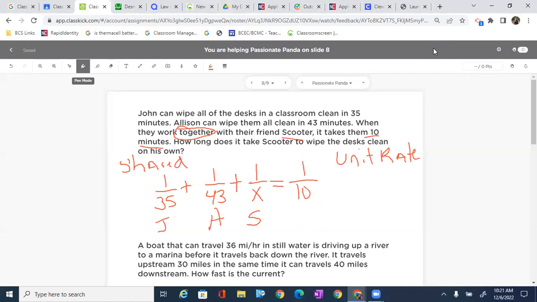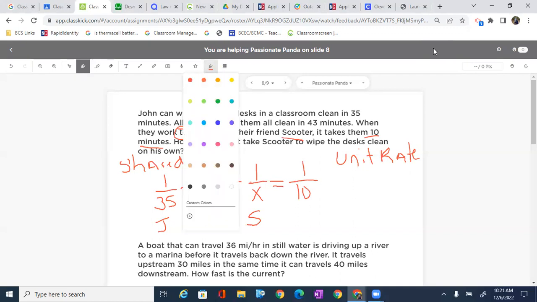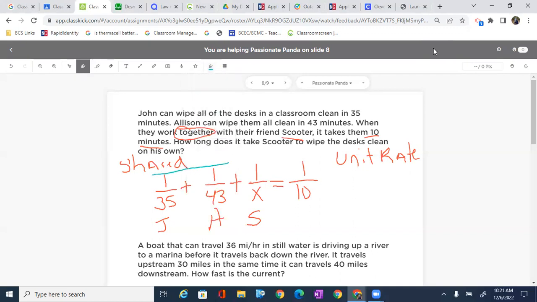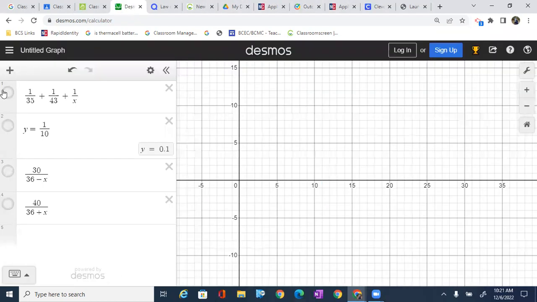Now, at this point, we're just going to take our two sides of our equation. We're not going to do anything algebraic for this. We're just going to use Desmos and plug those in. I'm going to plug in 1/35 plus 1/43 plus 1/x. I'm going to type in the other side of the equation, y equals 1/10. And we're going to look for that intersection.